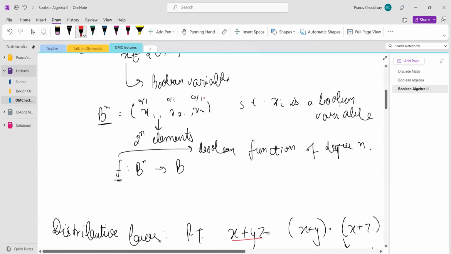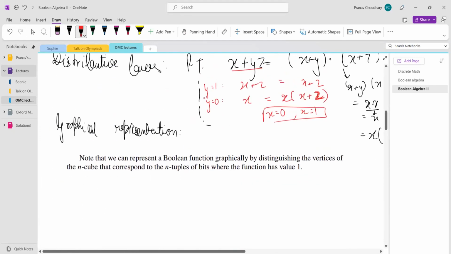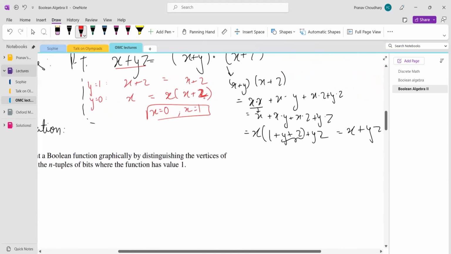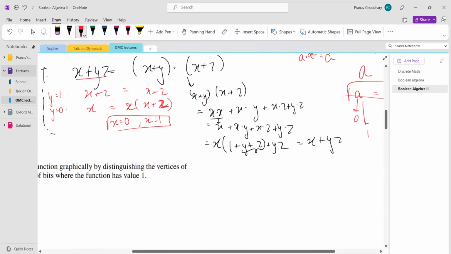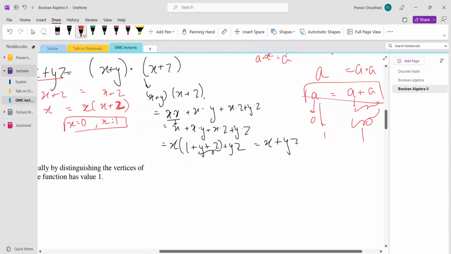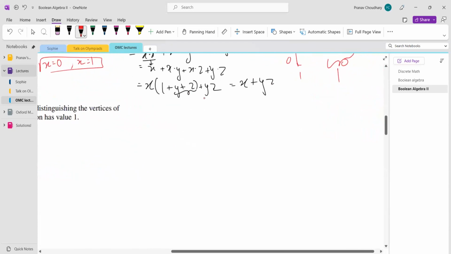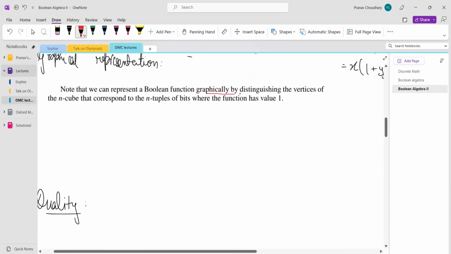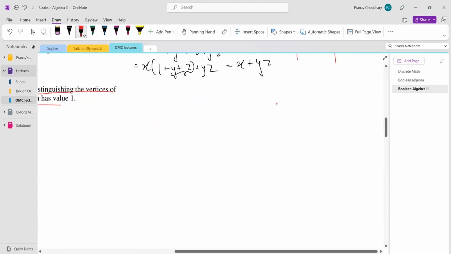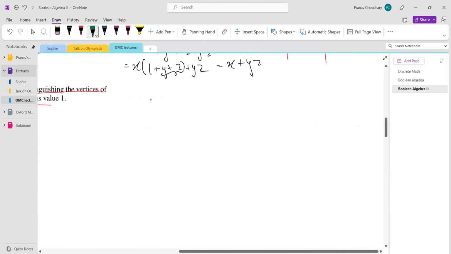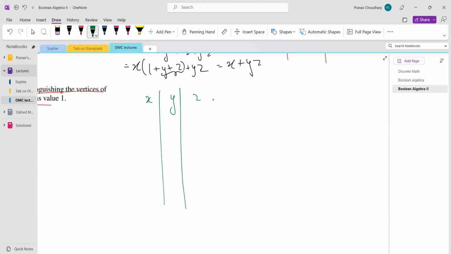So let's see what we mean by graphical representation. This effectively works only for Boolean functions of 3 degrees at max. What it says is we can represent a Boolean function graphically by distinguishing the vertices of the n cube that correspond to the n tuples of bits where the function has value 1. So let's consider this function x, y, z, f of x comma y comma z.